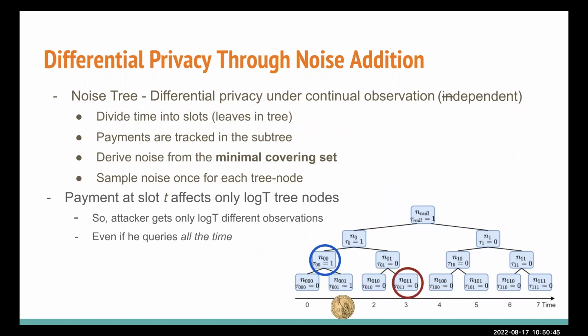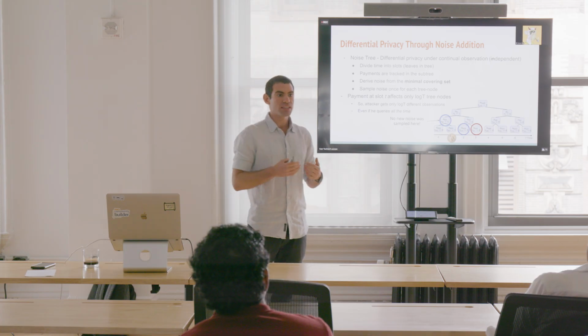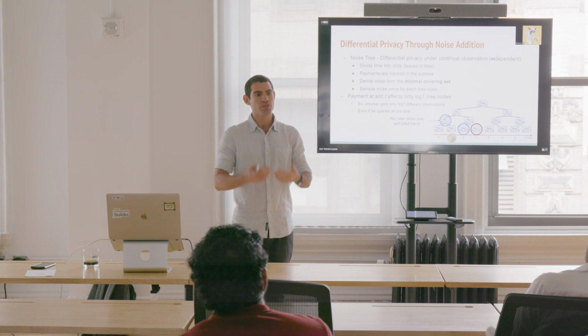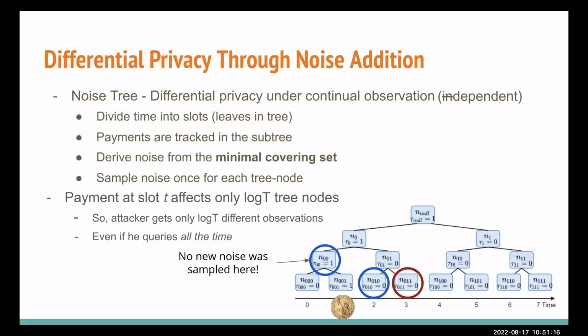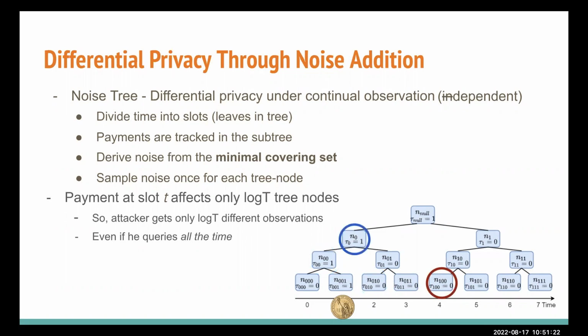Now the attacker queries again at t equals 3. The minimal covering set is the nodes that are currently marked in blue. But note that we did not generate a new noise here, which means that the same noise that hides this coin transfer, we use the same noise again for the attacker. So the attacker didn't get a new observation of noising the same coin transfer. This is the intuition. Only next, when the attacker queries at time t equals 4, we query the random number generator and get a new noise.